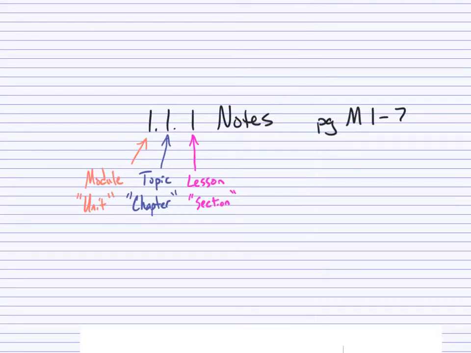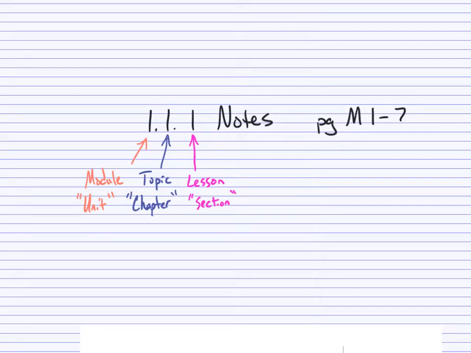All right, guys, the first thing I want to do is go over the terminology I'm going to be using a lot this year. We're going to start with 1.1.1 notes. The first one right here is the module or unit number. The second one is the topic or chapter number. And the third one is the lesson or section number.